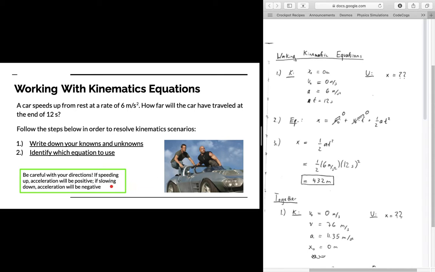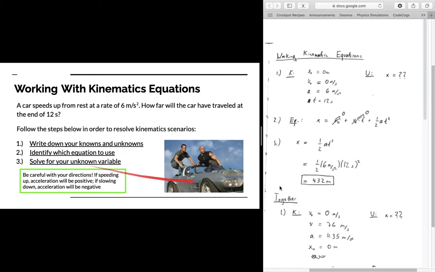So please be careful with your directions, okay? For these problems, you can always assume that your car is going to be heading to the right unless otherwise specifically stated. So as a result, if you're speeding up, acceleration will be positive, whereas if slowing down, your acceleration will be negative. So if this had said a car slows down at a rate of 6 meters per second squared, we would have a equals negative 6 meters per second squared, okay?